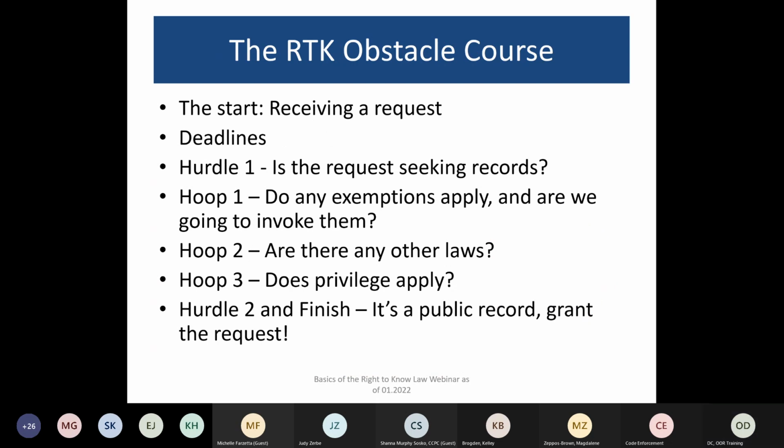Okay. For the next several slides, I'm going to use the metaphor of the right to know law as an obstacle course. I think this is a mental visual that helps us work our way through the process of how you handle a right to know request. So you've got the start, which is where you receive the request. And then there's kind of like time standards.